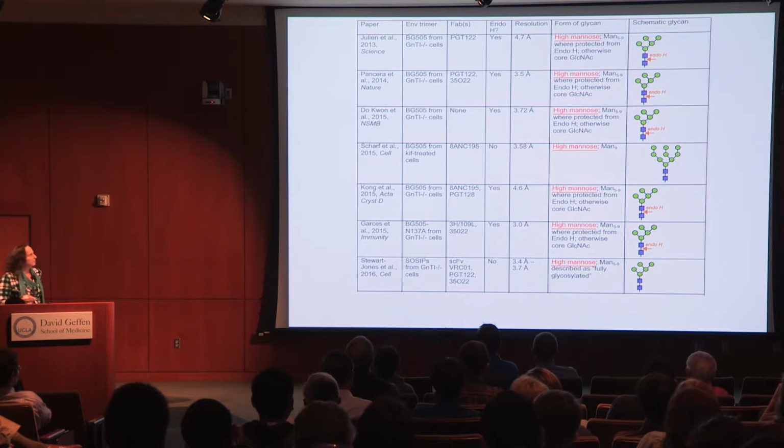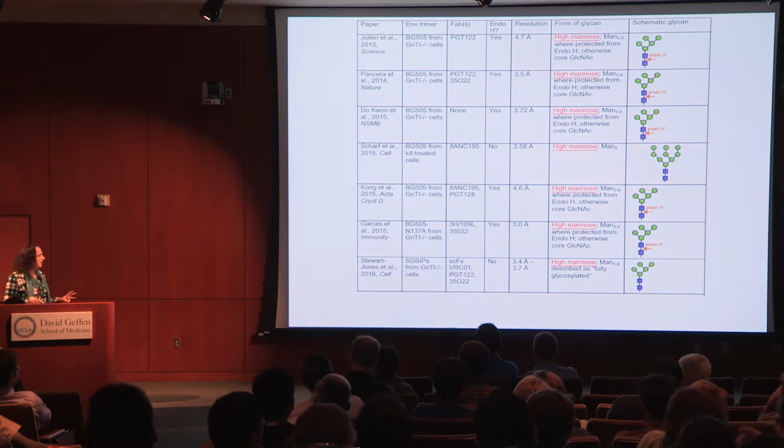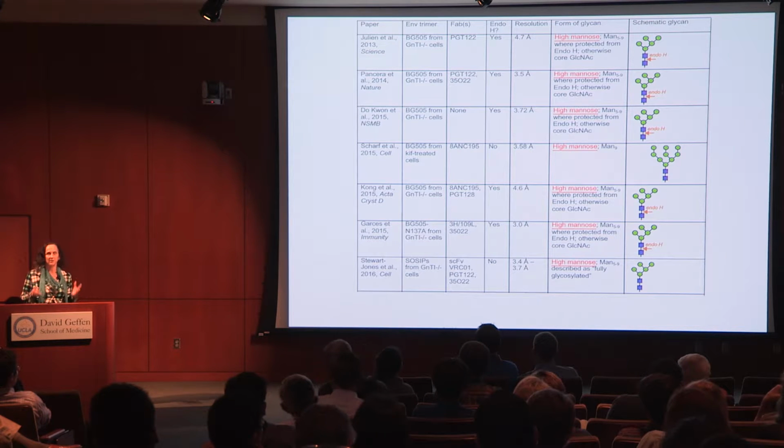But what I want to tell you about is, first I need to point out that in May, Peter Kwong's lab also didn't treat with NOH, and they got 3 structures of individual envelopes from different clades, and these were described as fully glycosylated. So they are fully glycosylated, but they're high mannose only.